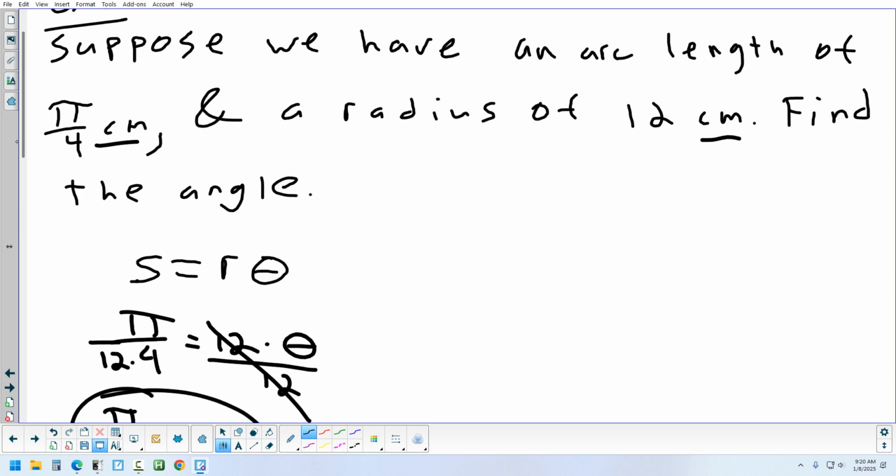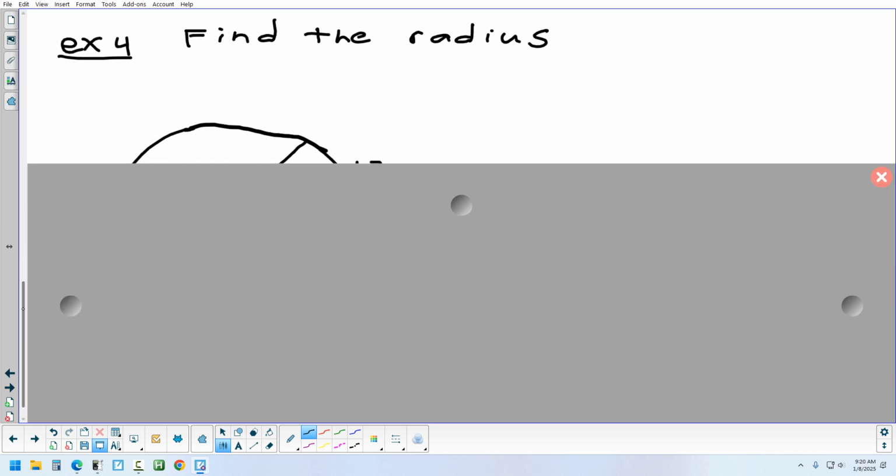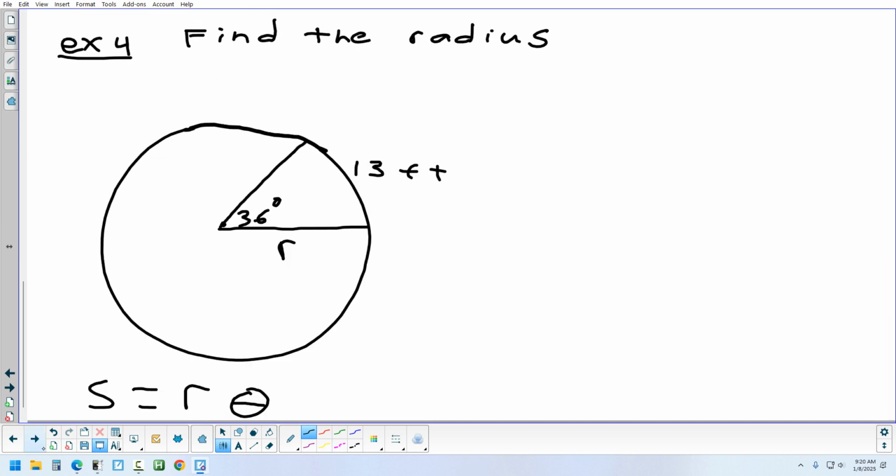All right, so that's how you find theta. Let's finish up with one where you find R. Okay, so find the radius. What did they give me for S this time? 13 feet. What did they give me for R? We don't know. That's the question. Find the radius.